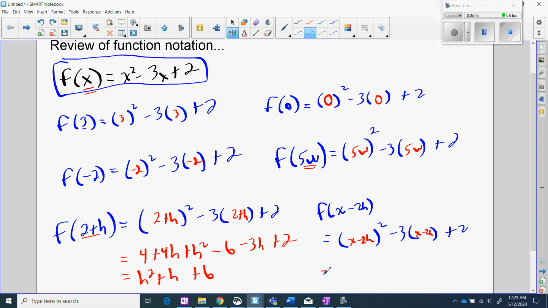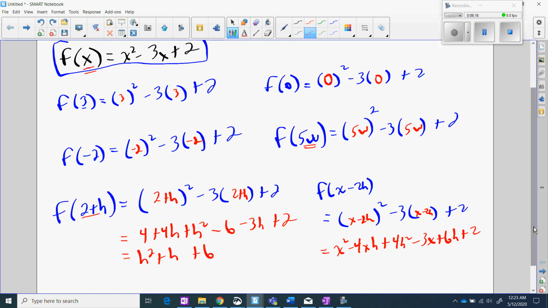binomial squared, 3 steps. Square the first, multiply these two together, I get negative 2xh, double it, negative 4xh, square this one, you've got to square the coefficient and the variable, so it would be plus 4h squared, negative 3 times x, negative 3 times a negative 2h, plus 6h, plus 2. I don't think we have any like terms this time, so there's nothing further I could do to collect terms together here, so that would be our final answer of f at x minus 2h.